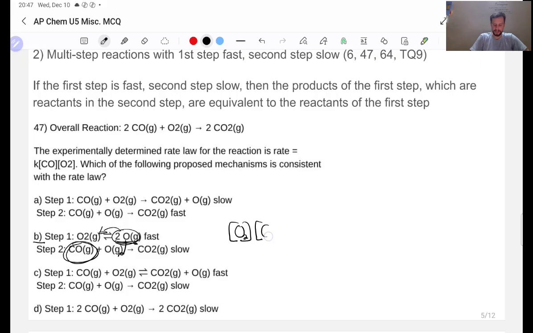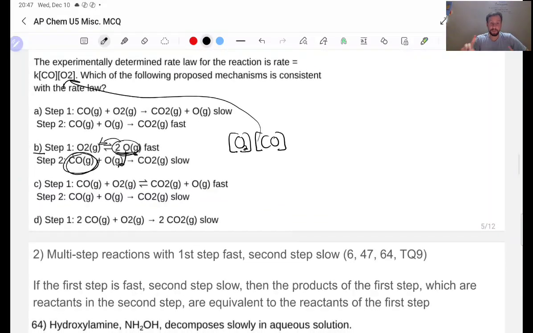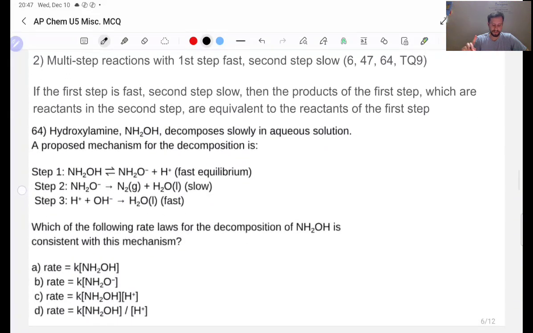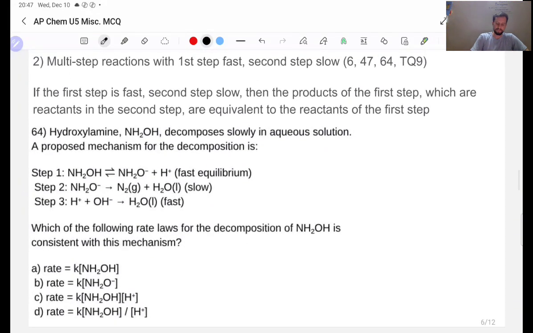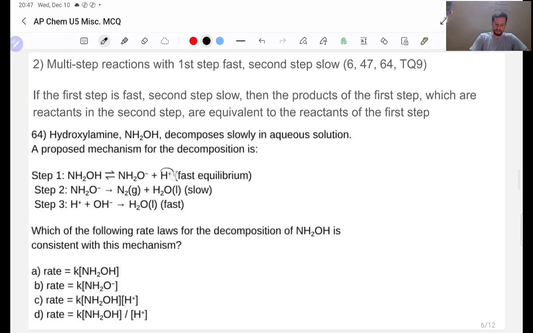So it's O2 times CO, and we can see that that is equivalent to the rate law here, so that makes sense. Okay, one more. This is the most confusing one. I think this is the most confusing thing out of these MCQs I'm talking about. If there is another product, then that product you are dividing.